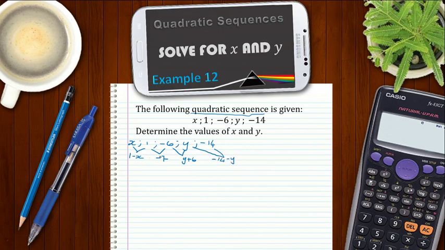And then to find the second differences in terms of x and y, we have negative 7 minus, in brackets, 1 minus x, very important because it's two terms. And on this one, we have y plus 6 minus negative 7. And for the last one, we have negative 14 minus y, minus y plus 6. Okay, now this is then our second difference in terms of x and y.